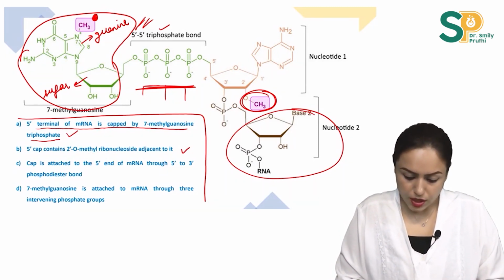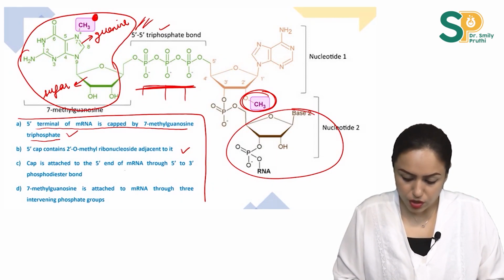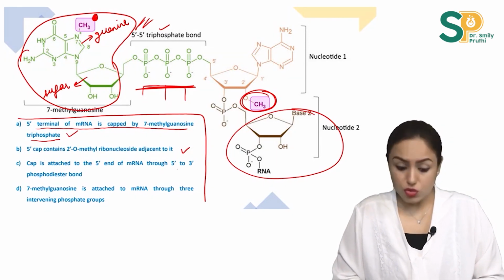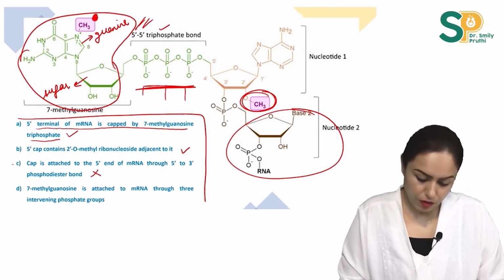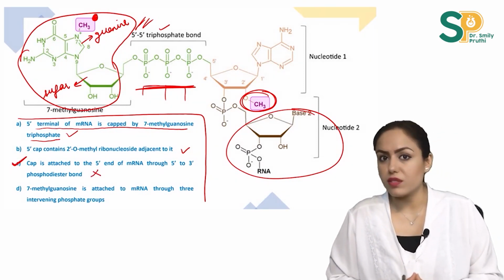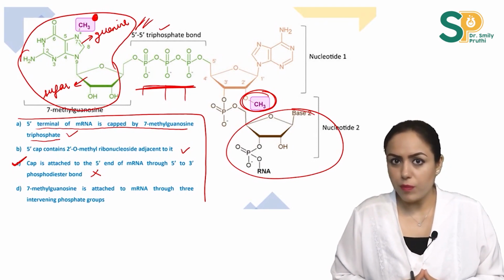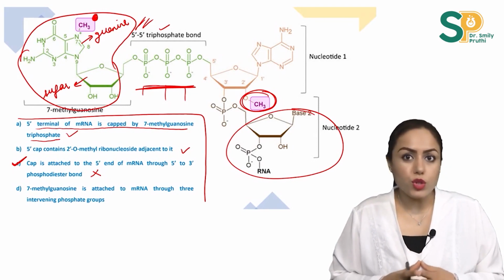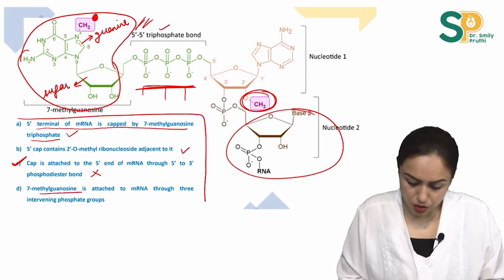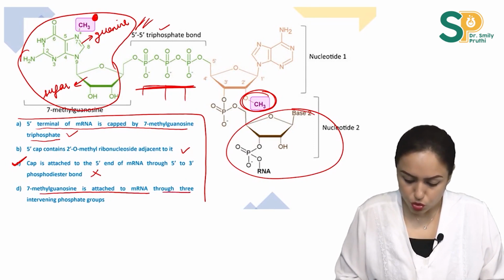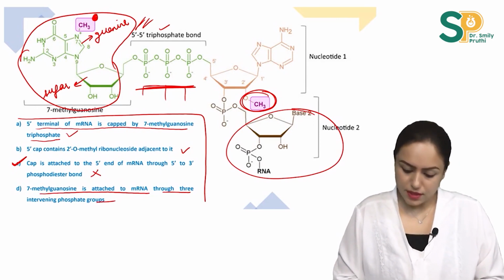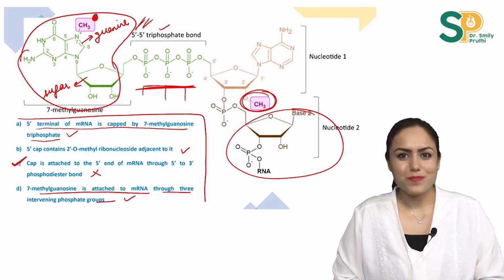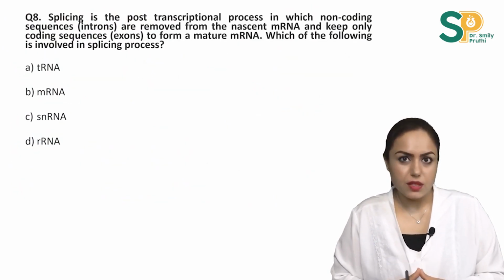Then option C, the cap is attached to the 5' end of mRNA through a 5', 3' phosphodiester bond. No, this is wrong. And this will be our answer because the question was asking for the wrong statement. Okay. Now have a look at option D. 7-methyl guanosine is attached to mRNA through 3 intervening phosphate groups. Yes, this is also correct. Okay. Then coming to question number 8.